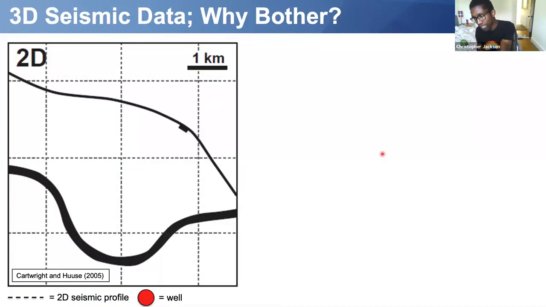Why do we bother with these data and what are the challenges associated with using them? Here, we're looking in map view, and what you've got are 2D seismic profiles. Here's a 2D seismic profile. There's another one here 2 kilometers apart. There's another one here 2 kilometers apart, and likewise in the east-west direction. So you sail your boat, you collect some data, you go 2 kilometers across, you sail again, you collect some data, and you build up a pseudo 3D cube of the Earth's subsurface using 2D data, like I'm showing here.